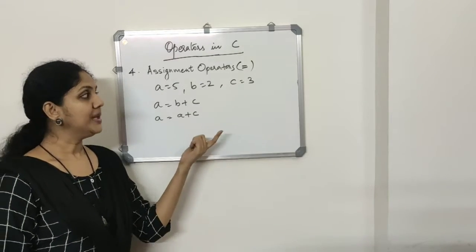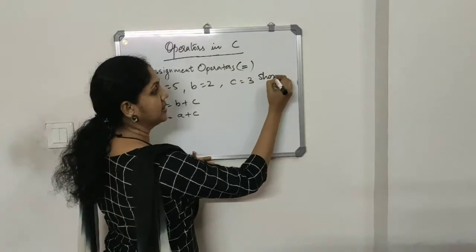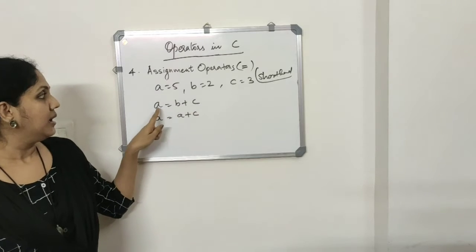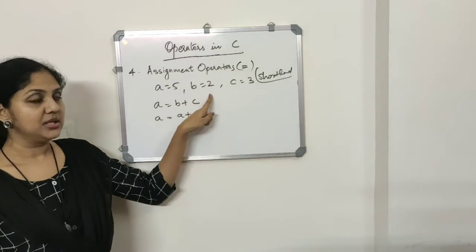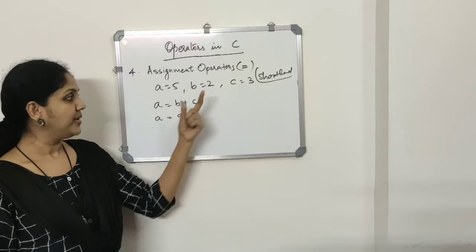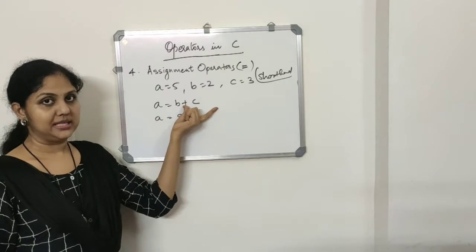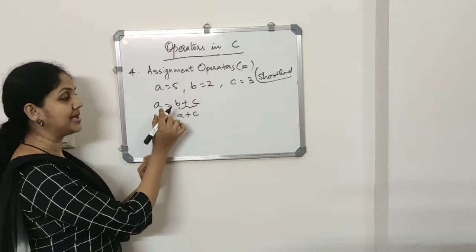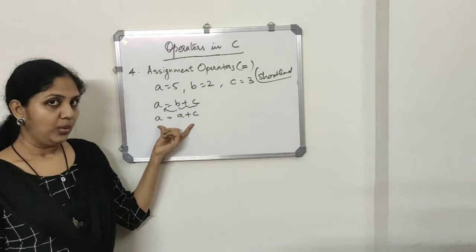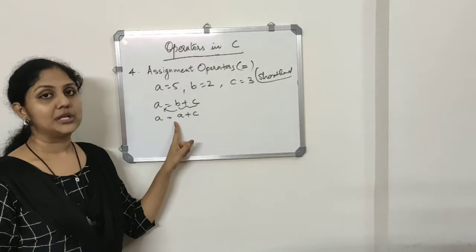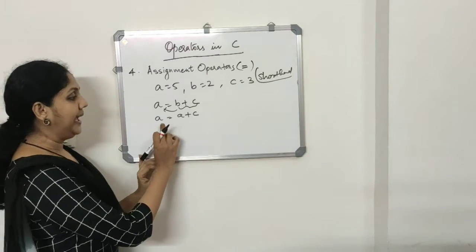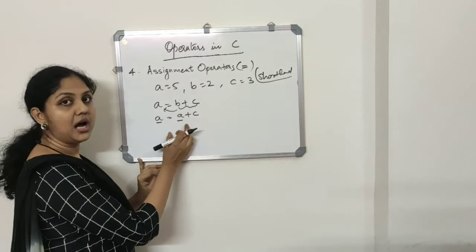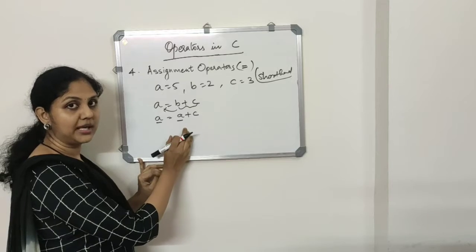Okay, now we will see a shorthand expression. Suppose A is equal to 5, B is equal to 2 and C is equal to 3. How can we write A is equal to B plus C? It is a valid expression. We are finding the sum of B and C and assigning it to A. Now, here what is happening? A is equal to A plus C. Listen, here A is repeating on both the left hand and right hand side.